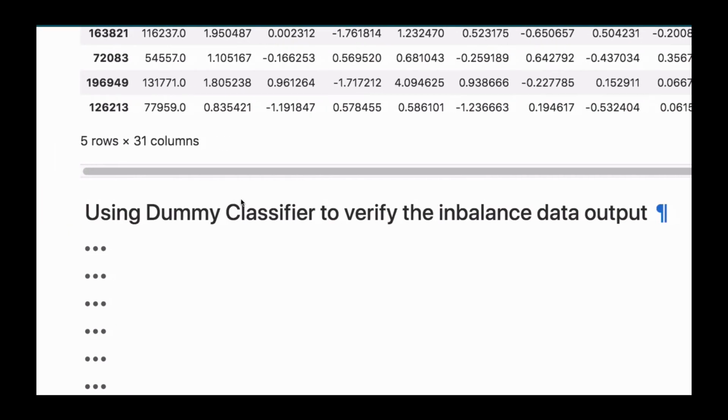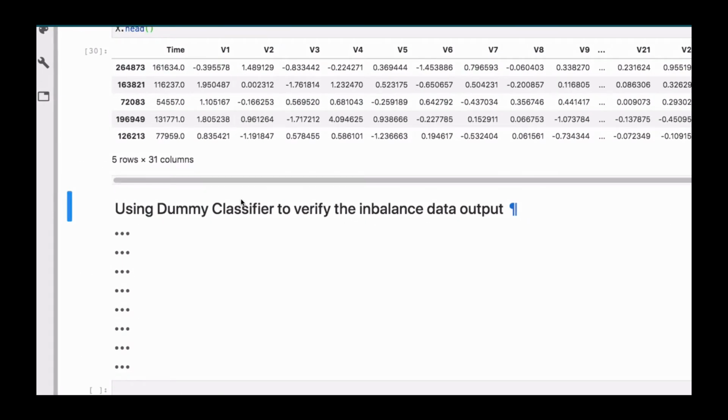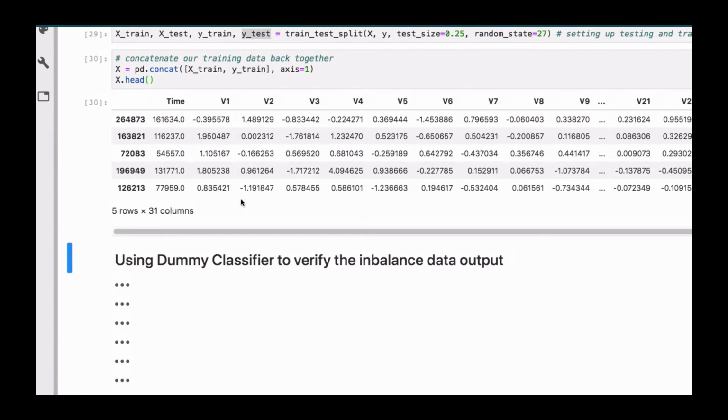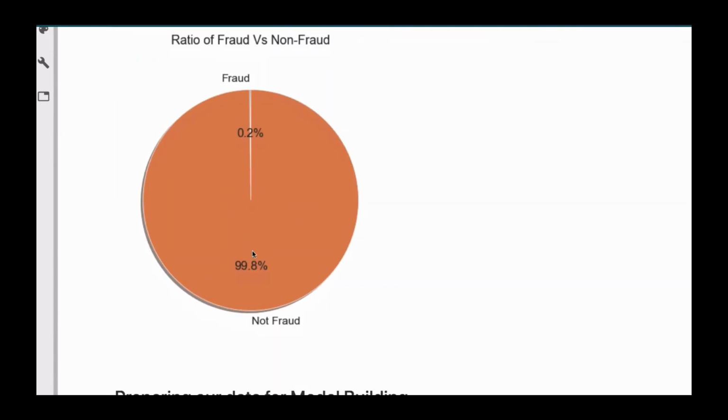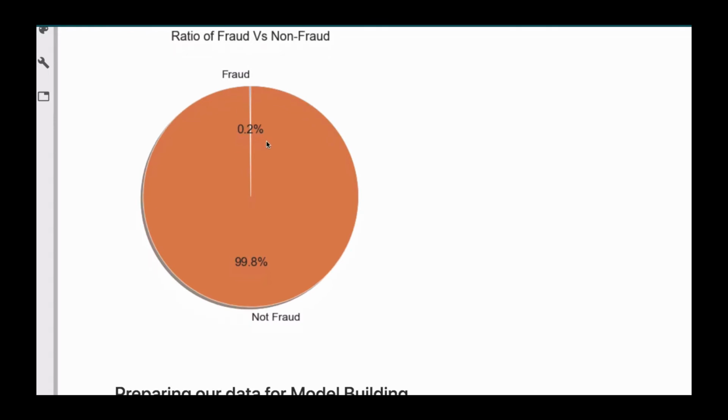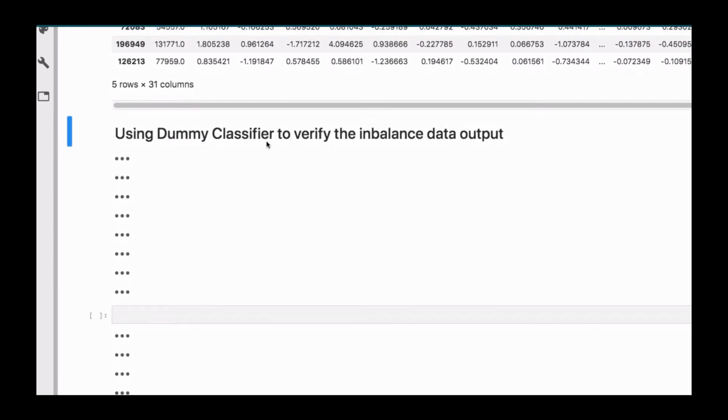Okay, so over here what we're going to do is, without dealing with any imbalance, remember we have 99.8% of our data to be not fraud, and then only 2% to be fraud. All right, so we are going to deal with this, but before we deal with that, we can use what is called the dummy classifier to verify this imbalance data.